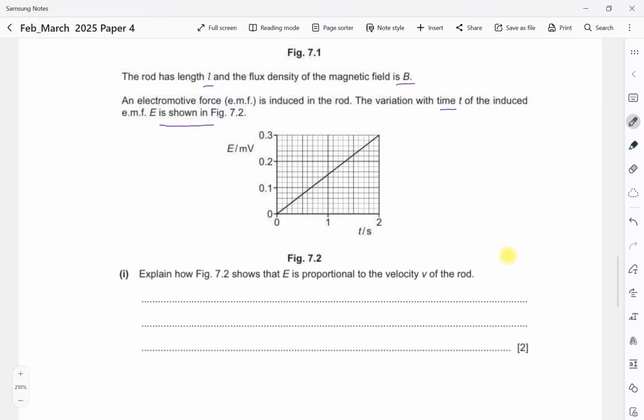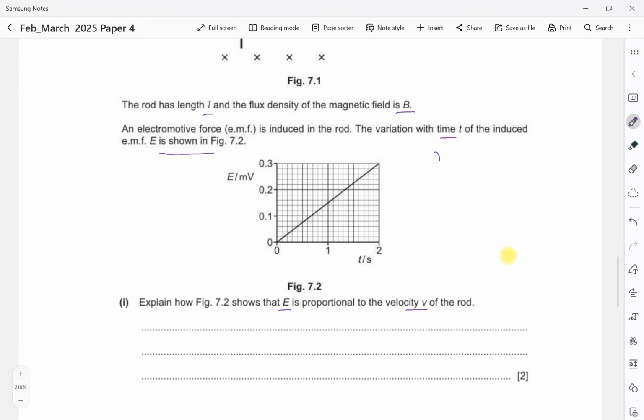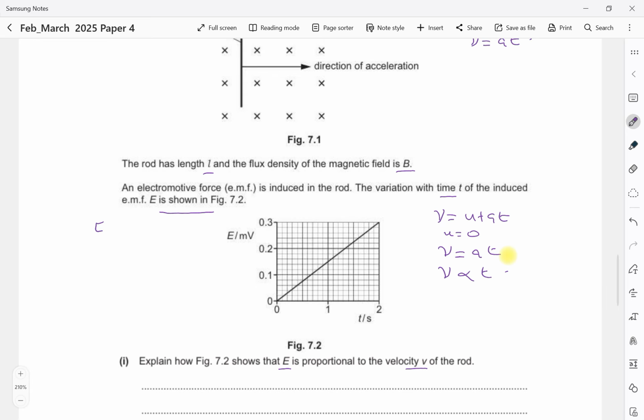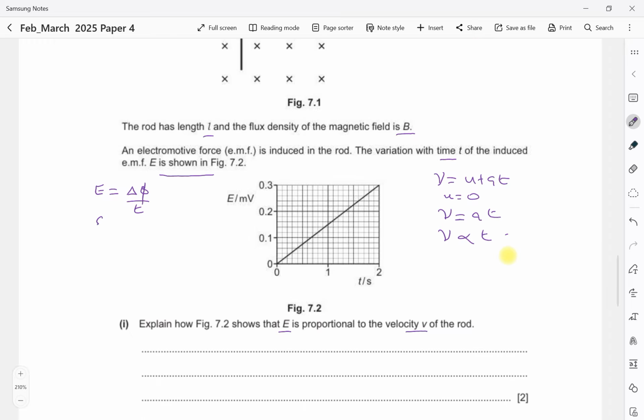Explain how the figure shows that EMF is directly proportional to the velocity of the rod. Like I've said, for uniform acceleration, V equals U plus AT, and since it started from rest, V is equal to A times T, which means the velocity is directly proportional to T. Also, the induced EMF E is equal to the rate of change of magnetic flux linkage, which is change in phi over T, and phi is equal to B times A.